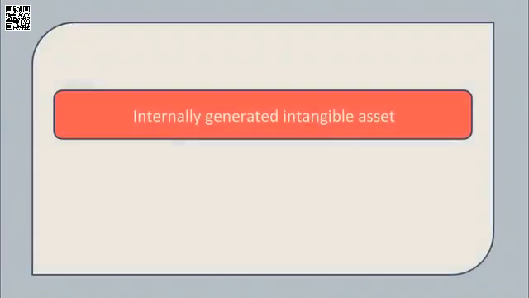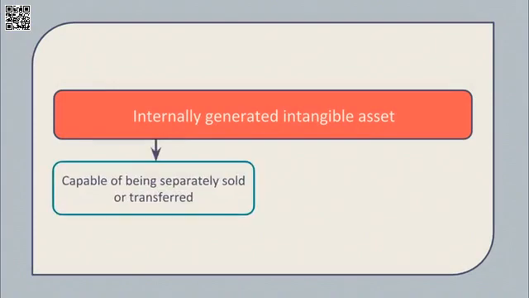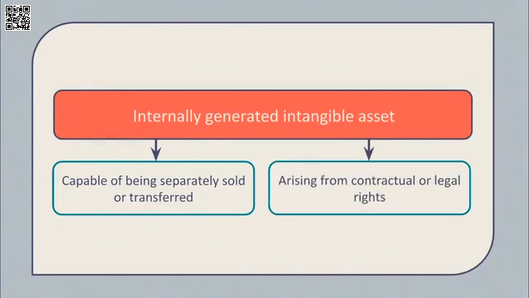But what if it was internally generated? Is it separately identifiable? It must be capable of being separated or sold or transferred, etc. This is an interesting one to examine, as sometimes the value is not in the trademark, but in the team surrounding it, so they cannot be separated from the organisation. Also arising from contractual or other legal rights, regardless of whether those rights are transferable or separable from the entity or from the rights and obligations.